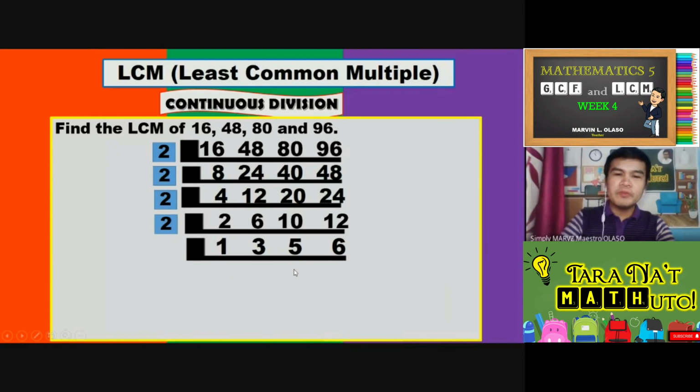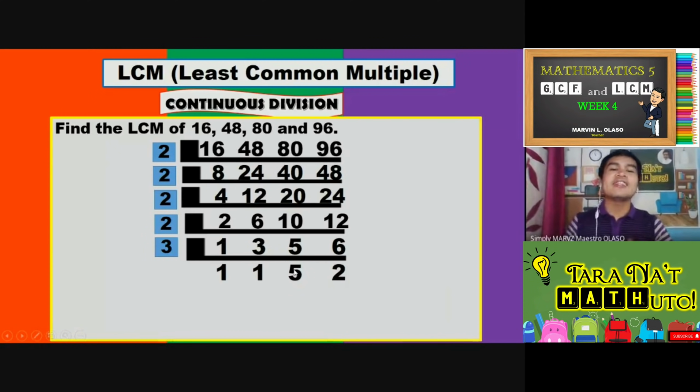Alright, we have 3. Ayan. Bakit 3? Yung 1 hindi pwede sa 3, kaya copy 1. And 3 divided by 3, we have 1. 5 divided by 3, not possible, so just copy 5. And 6 also can be divided by 3, we have 2.